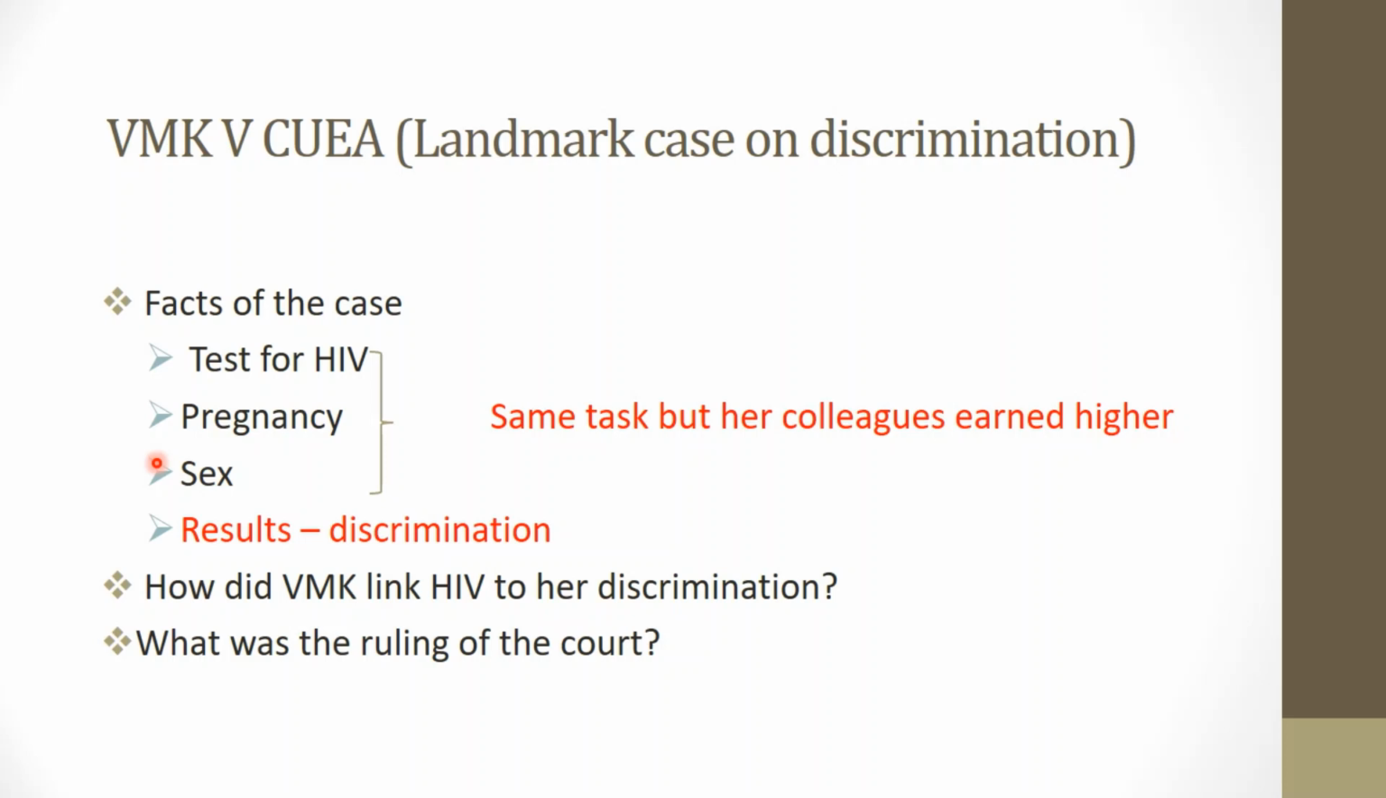These grounds are provided for in the Employment Act as Section 5, Subsection 3, Part A. If you're discriminated according to any of those grounds, then you can bring a case before the Employment and Labor Relations Court. And so in this regard, how did V.M.K link HIV to her discrimination? Remember that you can link pregnancy, you can link HIV, you can link sex, you can link language to your discrimination and eventually termination. But again, for this case focusing on discrimination, how did she actually link HIV to discrimination? And what was the ruling of the court?